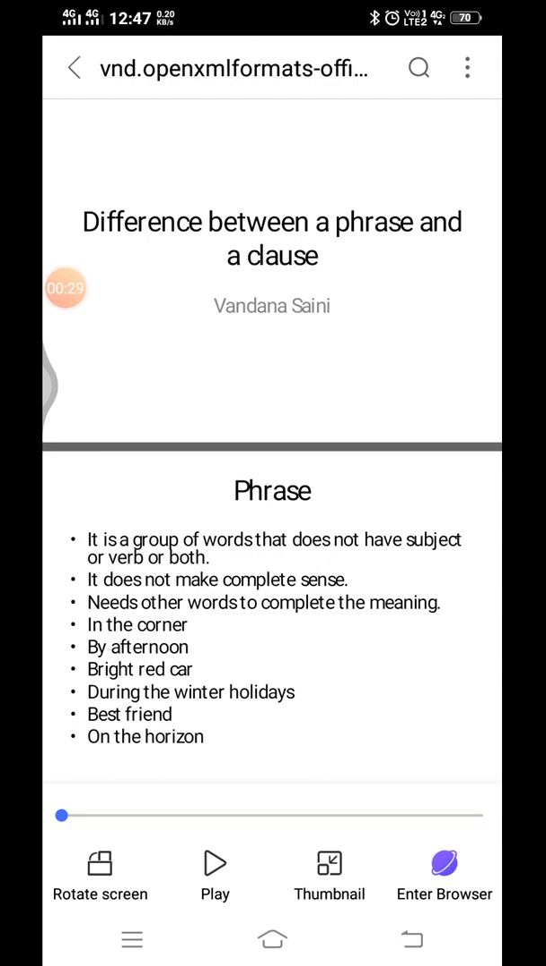You must have come across many phrases like in the corner, in the east, by afternoon, bright red car, during the winter holidays, best friend, on the horizon. All these are phrases because they cannot stand on their own. It doesn't make complete sense. Like in the corner, if we say in the corner, what in the corner? It doesn't make complete sense. So a phrase is just a group of words which can only add on to the meaning of something that is already there in the sentence.